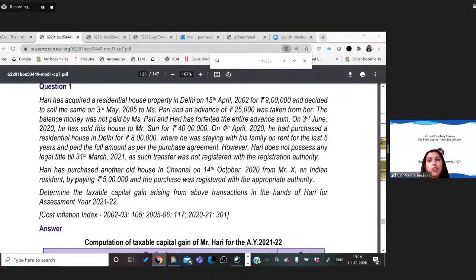where he was staying with family on rent for the last 5 years and paid the full amount as per purchase agreement. However, Hari does not possess any legal title till 31st March 21, as such transfer was not registered with the registration authority. Hari purchased another old house in Chennai on 14th October from Mr. X, an Indian resident, by paying 5 lakh, and the purchase was registered with the appropriate authority. Determine the taxable capital gain for AY 21-22. Giving you 5 minutes time, tell me the answer for this.